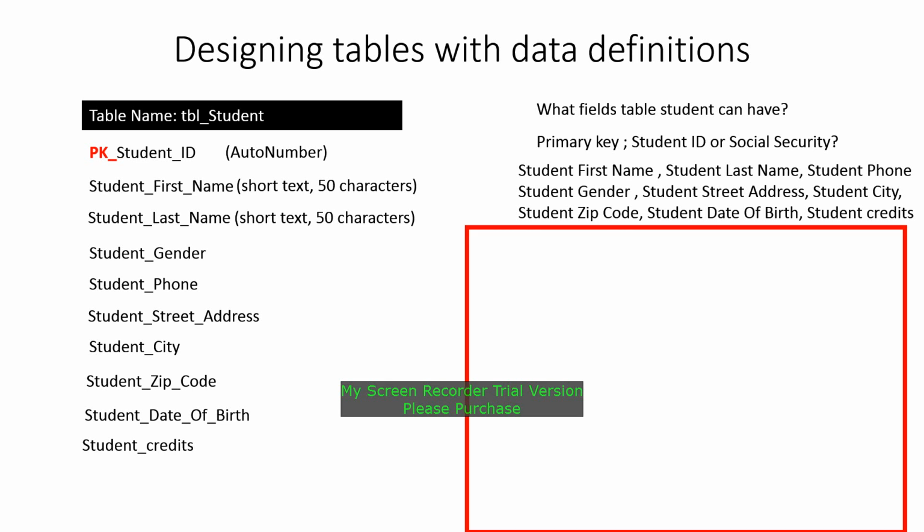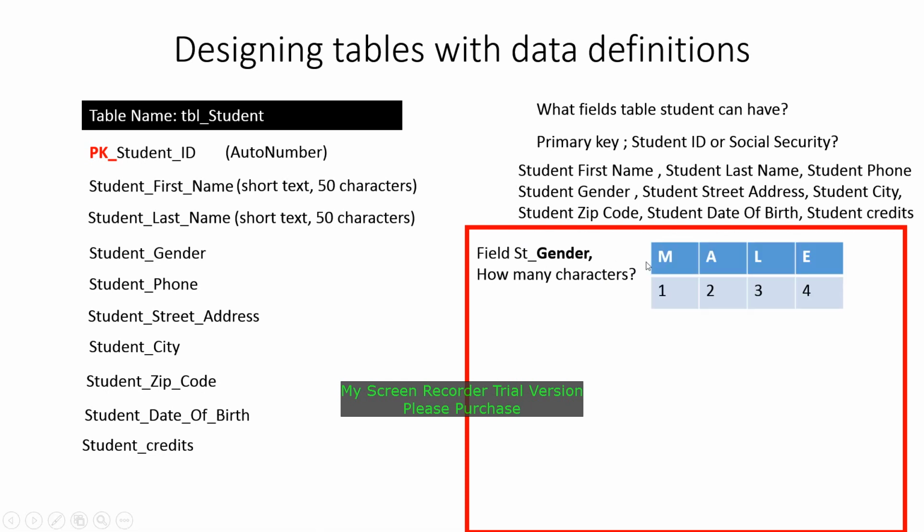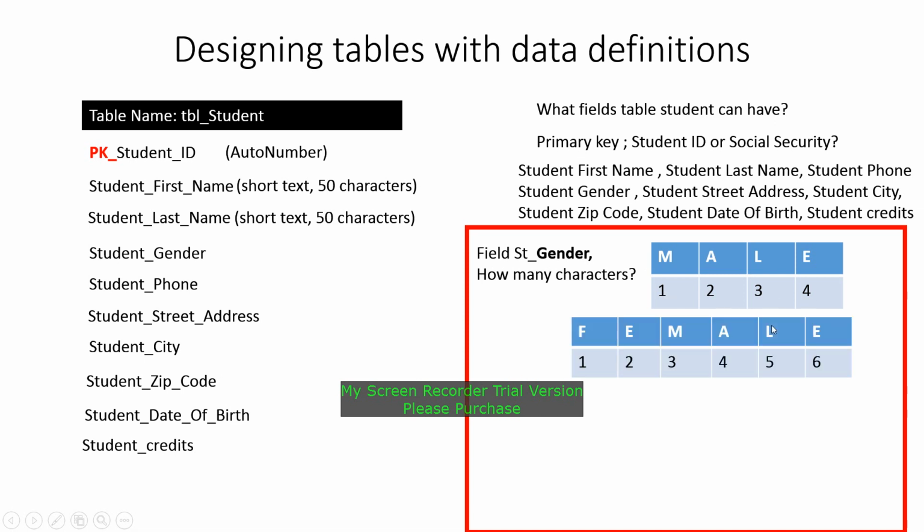Now student gender. Field student gender. How many characters should it have? I will give you a moment to think. Now, let's see what we have. We can have male, 1, 2, 3, 4 characters. Or we can have female, 6 characters. And you can look at the drawing.